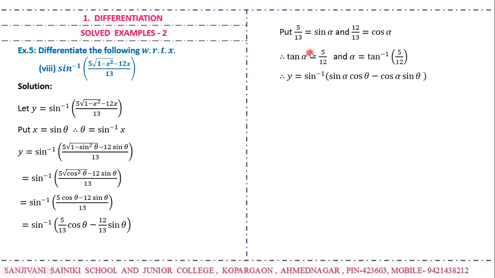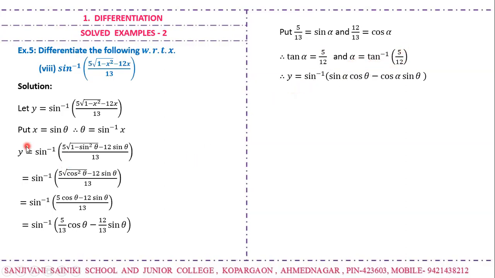Definitely, their squares added will be 1. So tan alpha is equal to sin alpha upon cos alpha. After taking their division, you get 5 upon 12. So alpha is equal to tan inverse of 5 upon 12.